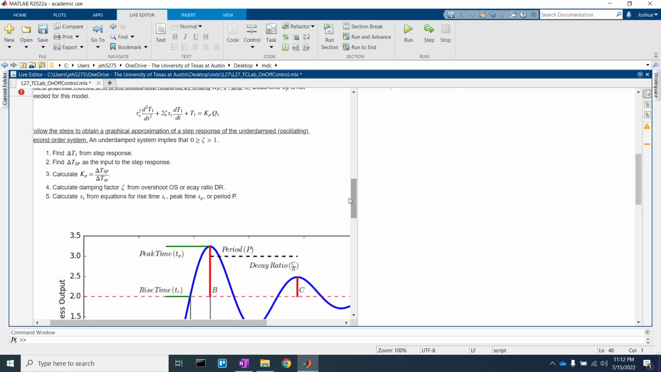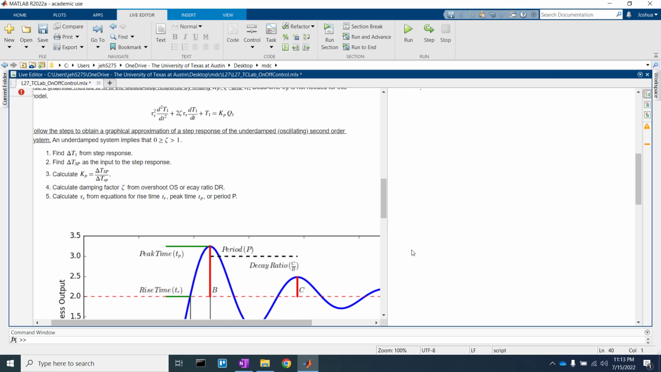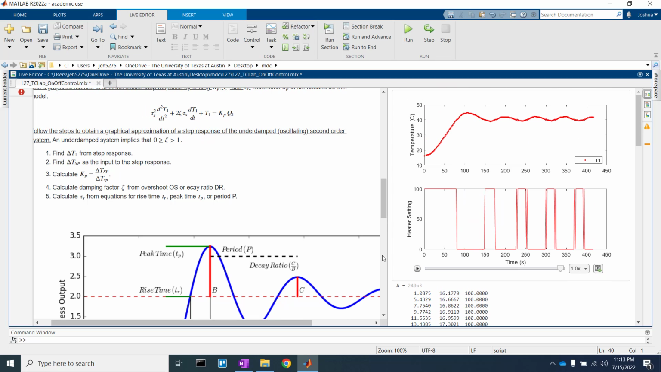So let's go ahead. If you remember our FOPDT, it was just this right here. It was tau times dT1/dt, and it was minus T1 is how we usually wrote it, plus Kp times Q1. So we're adding a little bit more, trying to reflect this system better. So our first step, and let me just see if I can get everything just right.